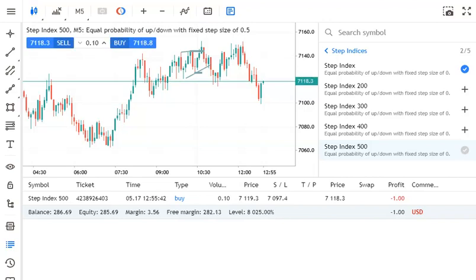So $23.7 USD. This is the trade here. Of course, when it played out, it was a loss. And we had a loss of $7.9.